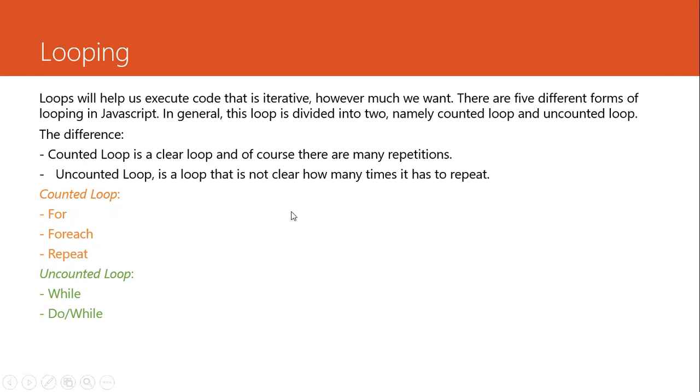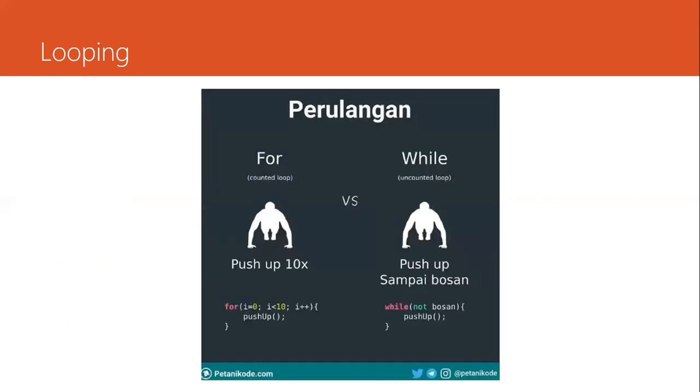Okay, so for counted loop, we have for, foreach and repeat. Usually the syntax that we use often is for, and repeat is rarely used, or maybe you can use foreach for an array. And for uncounted loop, there is while and do while. So this is the example. I'm sorry, it's also in Indonesian.